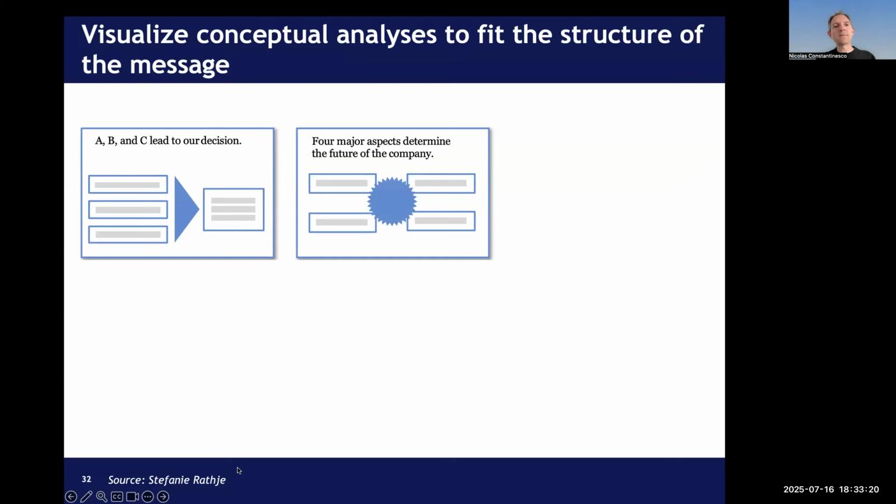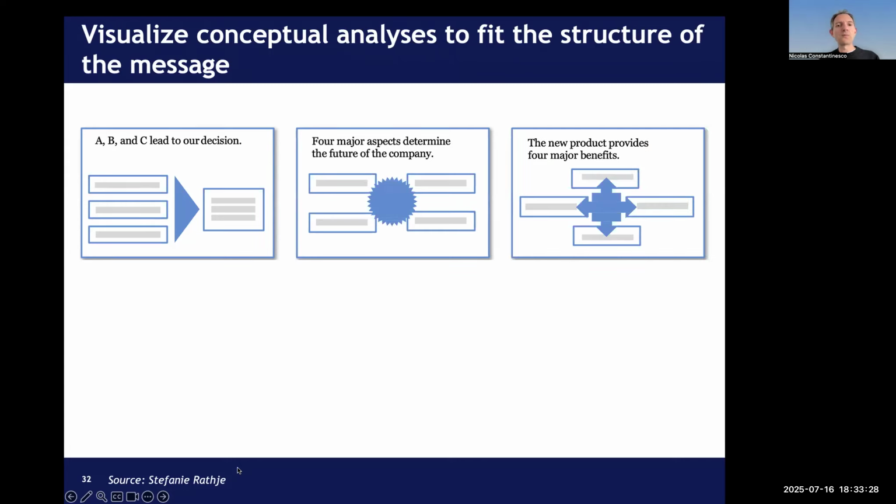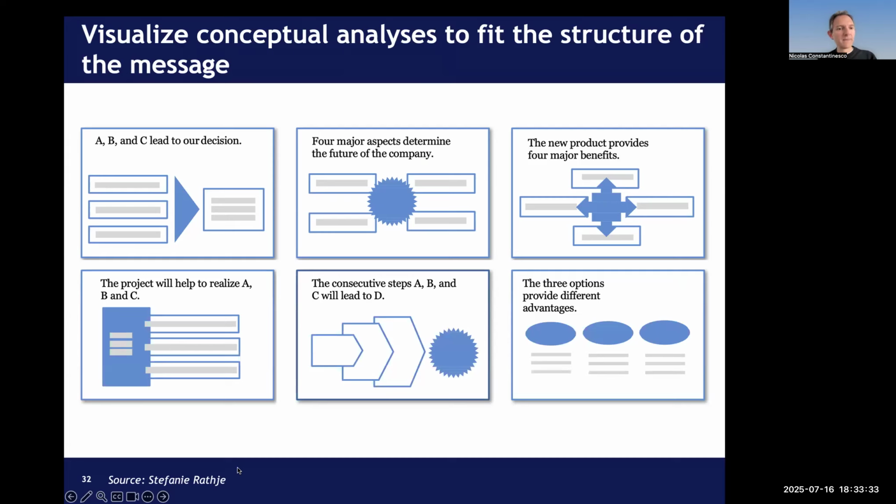Or four major aspects determine the future of the company. I think that's self-explanatory. I don't need to explain why it looks like this. Or the new product provides four major benefits. Once again, the project will help to realize A, B, and C. Here, you can see all these other examples. And I think it's self-evident how the visual structure maps or fits the structure within the message.